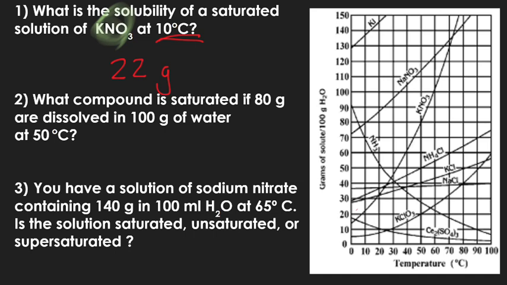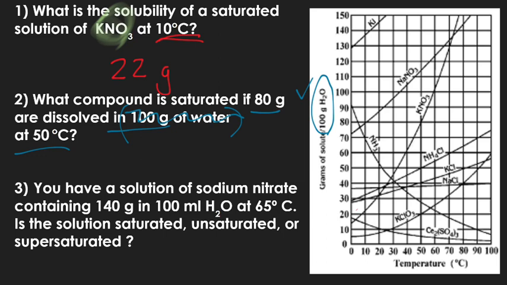This next problem asks us what compound is saturated if 80 grams of that substance, whatever it is, is dissolved in 100 grams of water at 50 degrees Celsius. So we've got three numbers here. But first and foremost, if it tells us that we have 100 grams of water, remember, this graph is made and designed to answer questions about 100 grams of water. So that just kind of checks a box in our brains, and we can ignore that number from here on out in that problem. It's only if it's a different amount, if it's not 100 grams of water, that we have to do something with that.